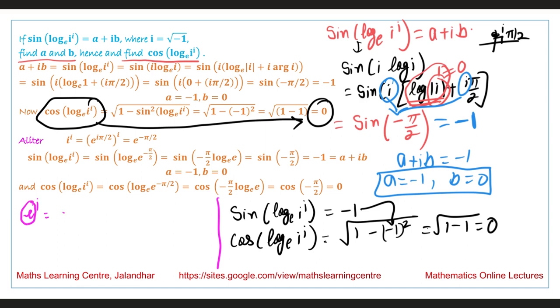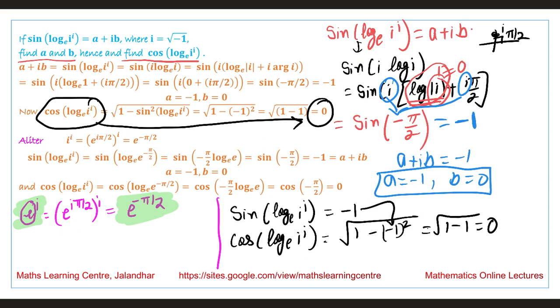So, it is e raised to the power iota pi by 2 and whole raised to the power iota. So, it is equal to e raised to the power minus pi by 2. So, we can see that the value of iota raised to the power iota is equal to e raised to the power minus pi by 2.